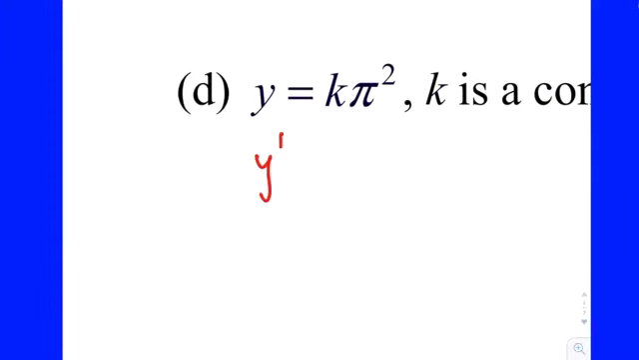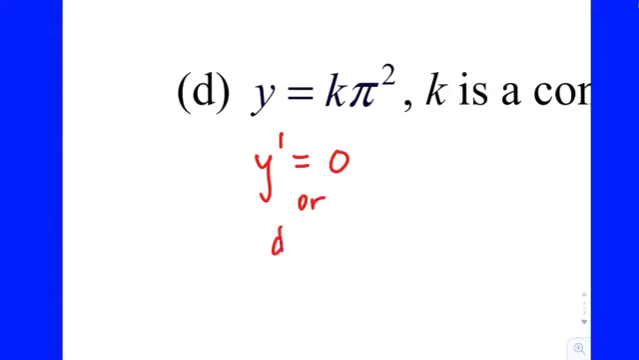K is a constant. Yep, good. The quickest, fastest way to do it is just say y prime equals, and pi squared is a constant, isn't it? It's like 3.14 squared times another constant k is another constant, so its derivative is 0. So that would be the shortest way to write the answer.